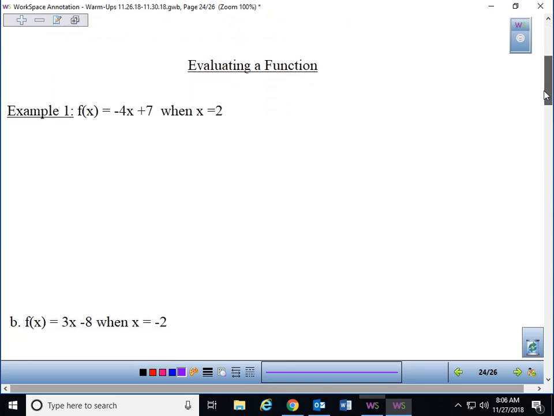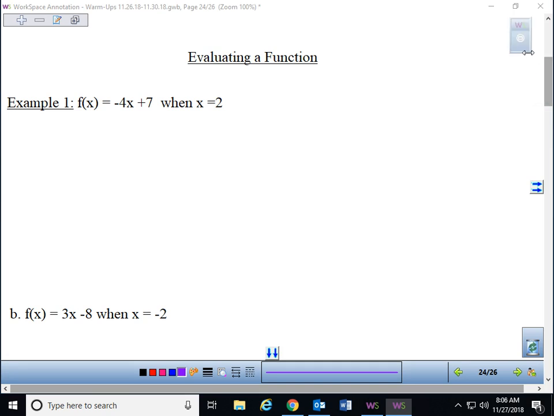I'm going to move on to the example. Our first one is evaluating a function. So in example 1, we have the function f of x equals negative 4x plus 7. And we're trying to figure out what this all comes out to be if the x is 2. So what you do is you're substituting, you're plugging in this 2 anywhere you see an x. So you're really saying f of 2 equals, again, think of this like y equals, negative 4 times 2 plus 7. And then you're evaluating this like normal.